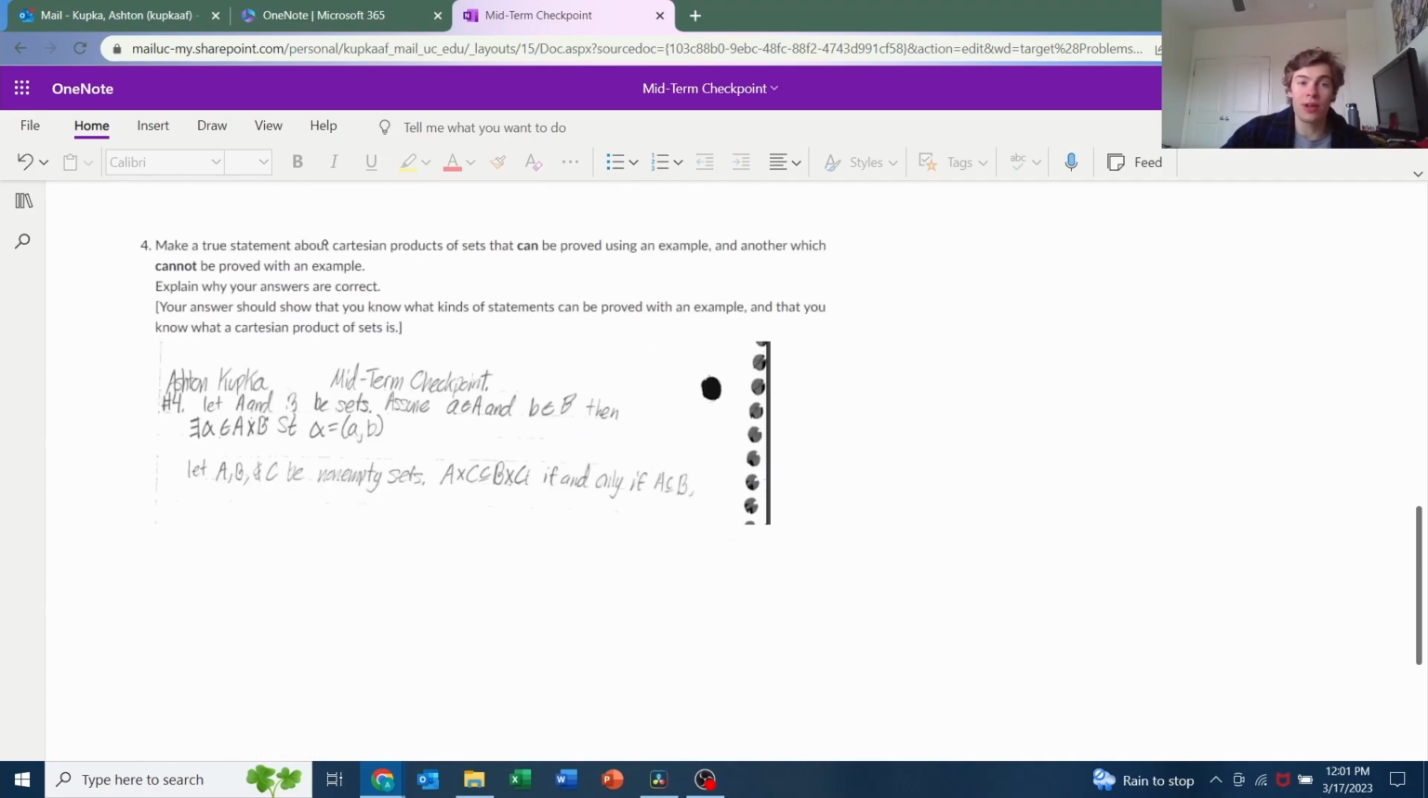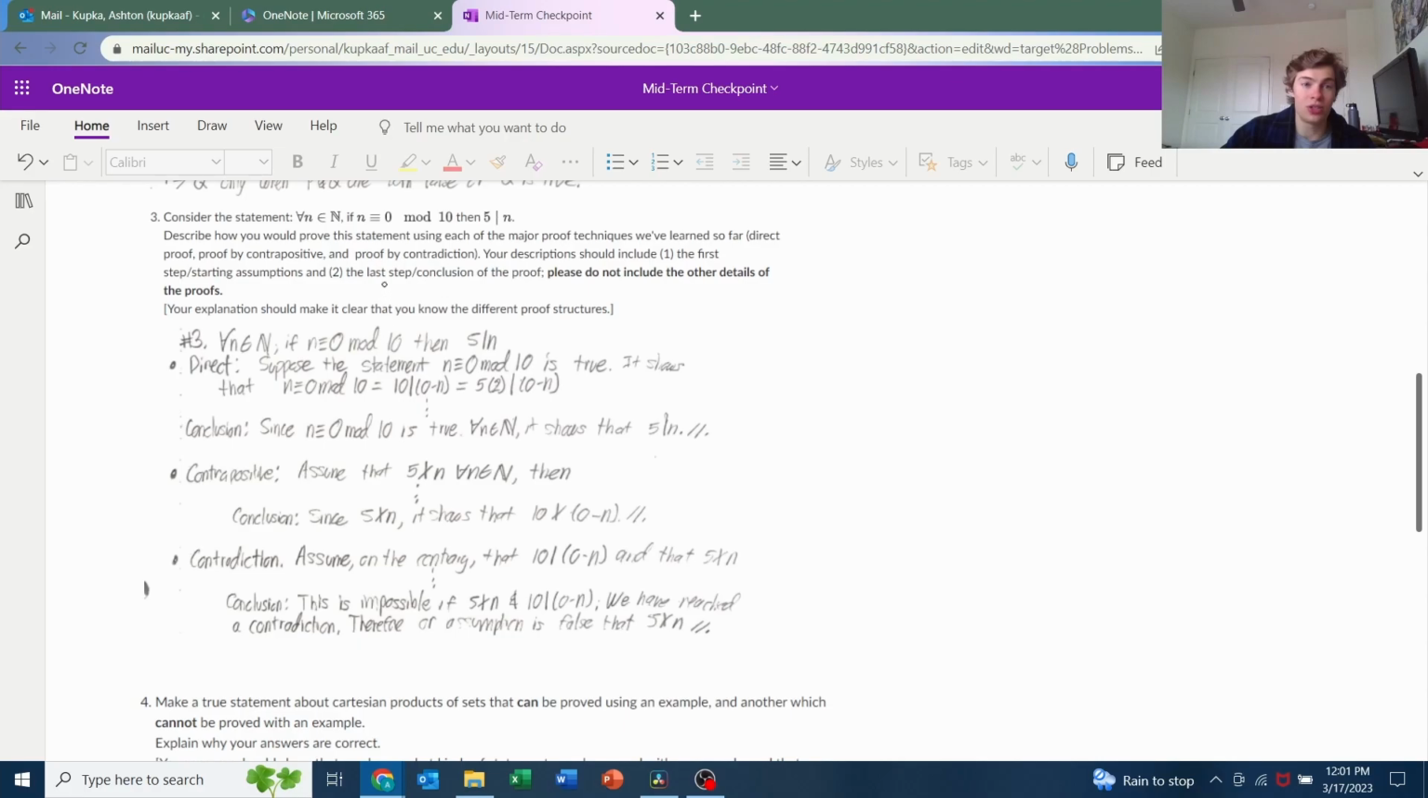Consider a statement: for every n in the set of integers, if n ≡ 0 mod 10, then 5 divides n. So we're going to go through each proof method we've discussed so far in class, so direct, contrapositive, and contradiction, and then show you the introduction and the final step or conclusion of the proof.